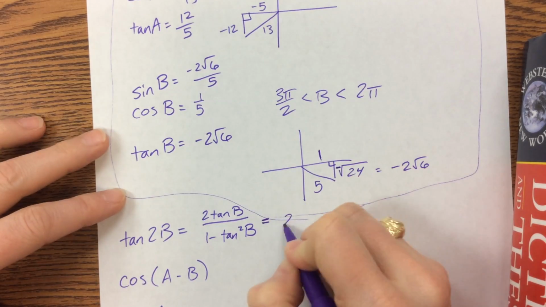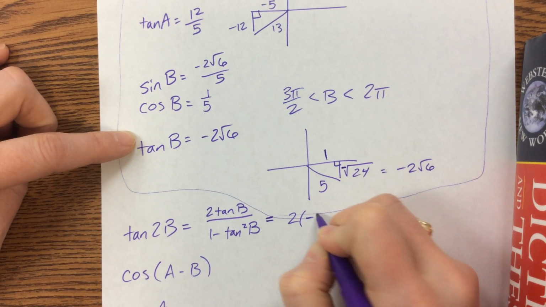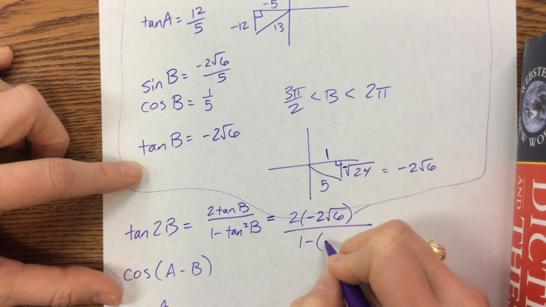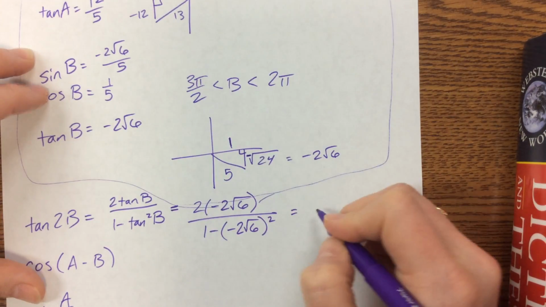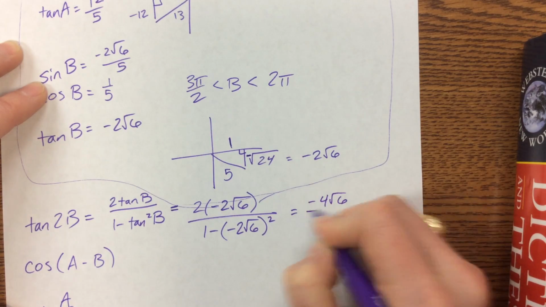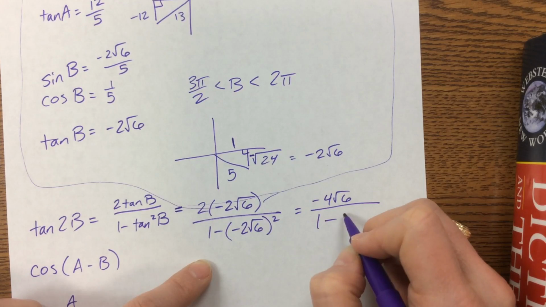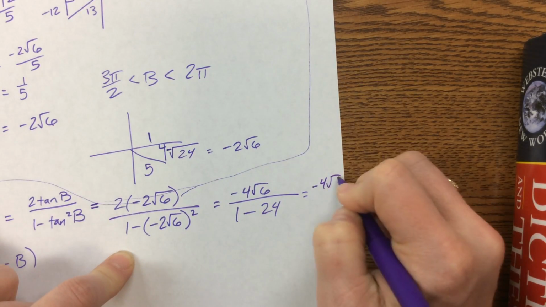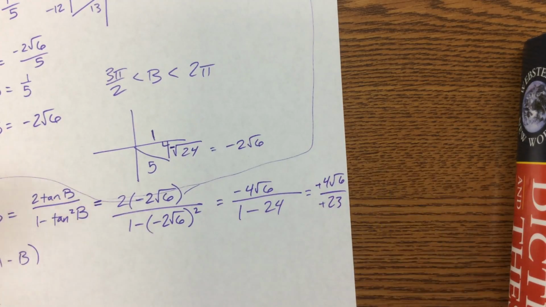And so this is 2 times tangent of B. We just said, oh, this one's going to clean up nicely. And then over 1 minus a negative 2 root 6 squared, which becomes a negative 4 root 6 over 1 minus, well, that's 4 times 6 is 24. Okay, so something like that. Negative 4 root 6 over negative 23. Oops, they cancel. It's positive.